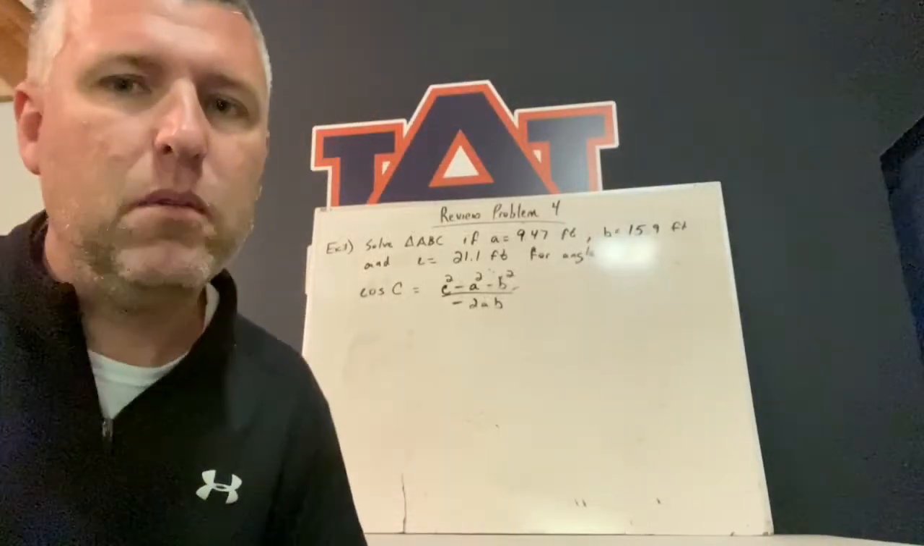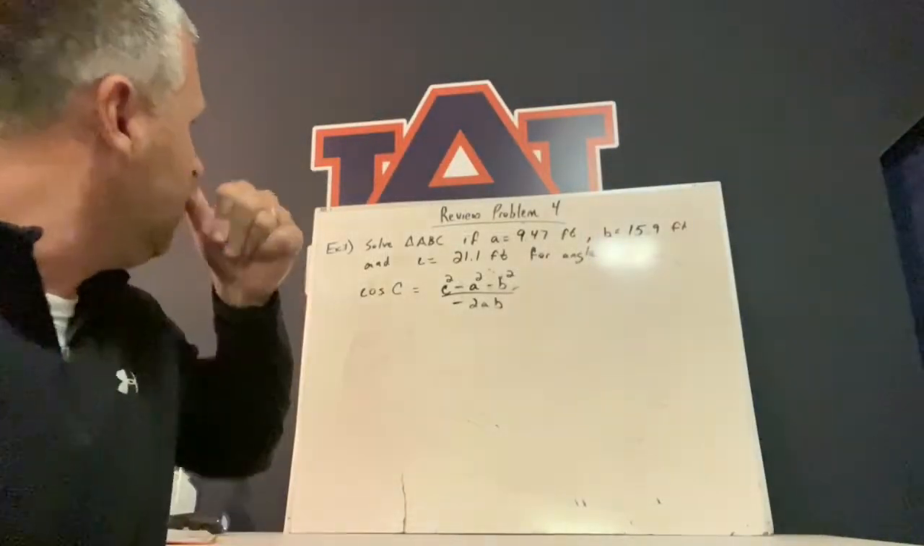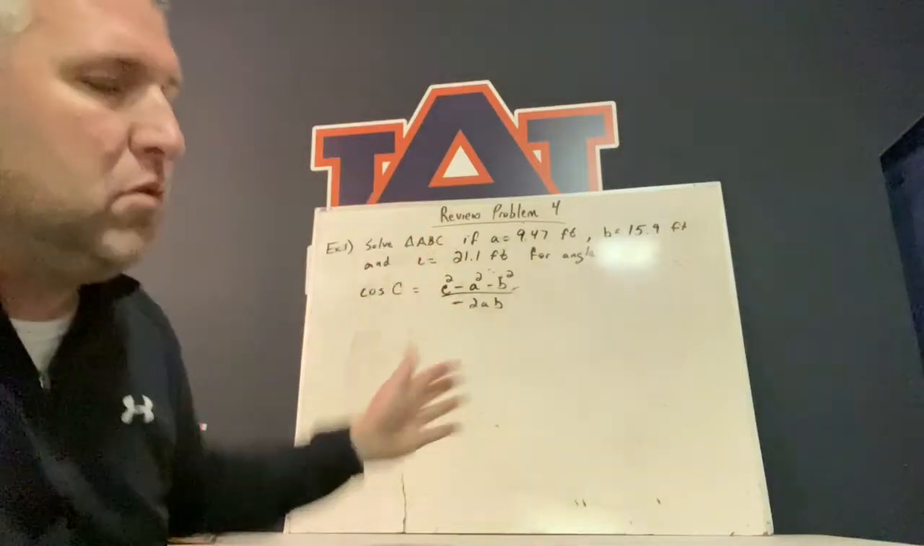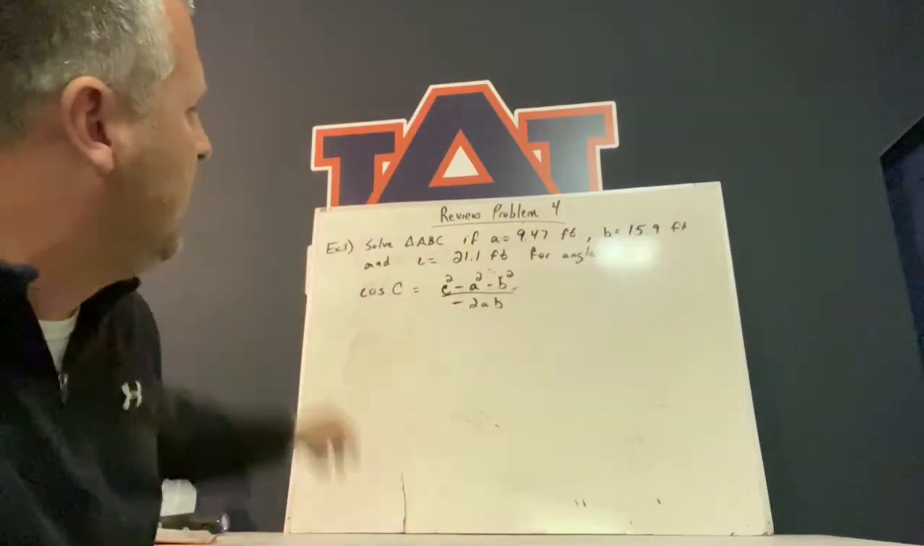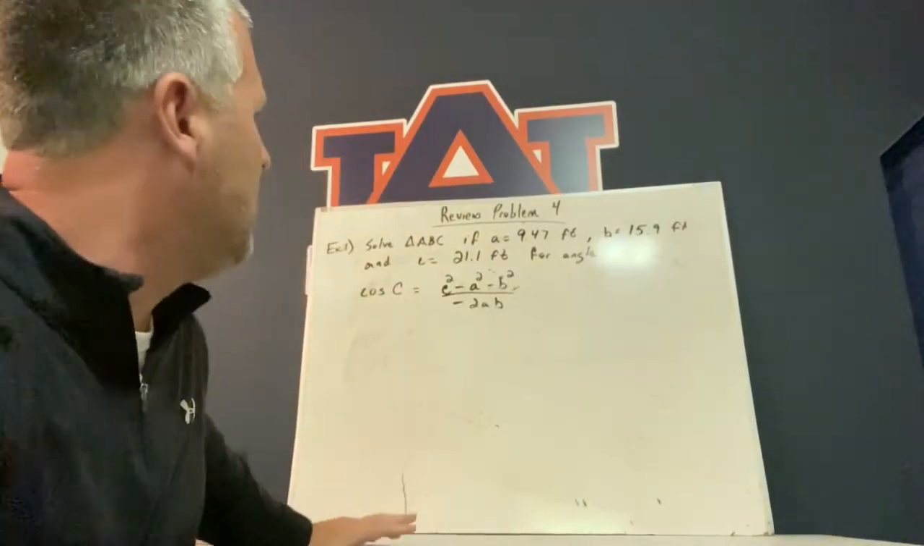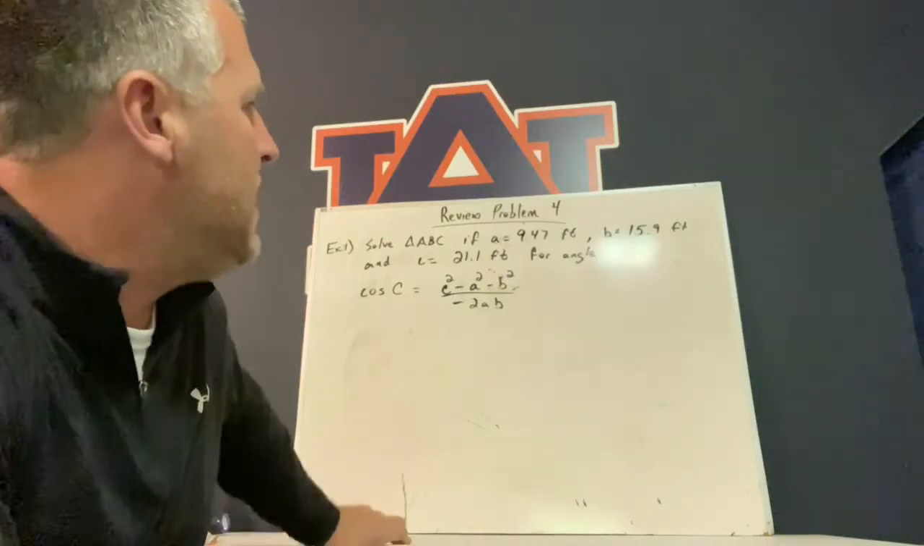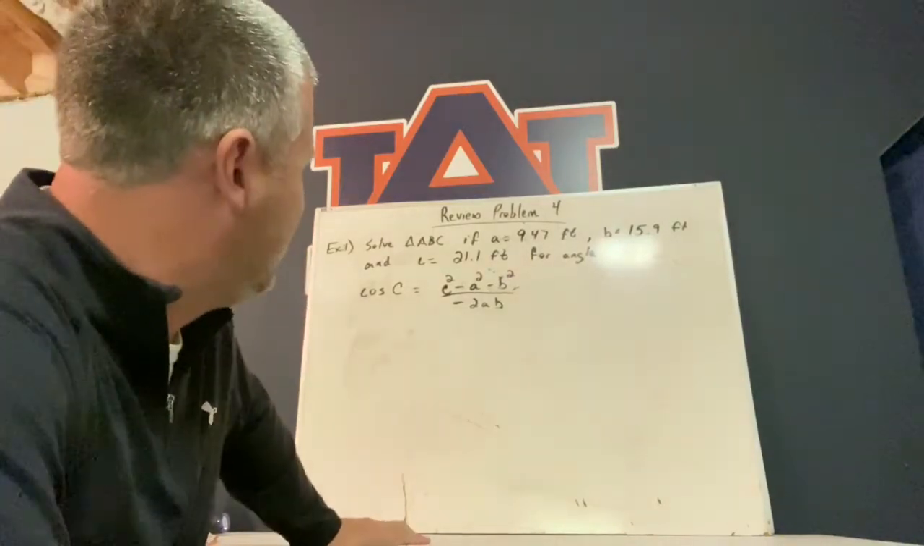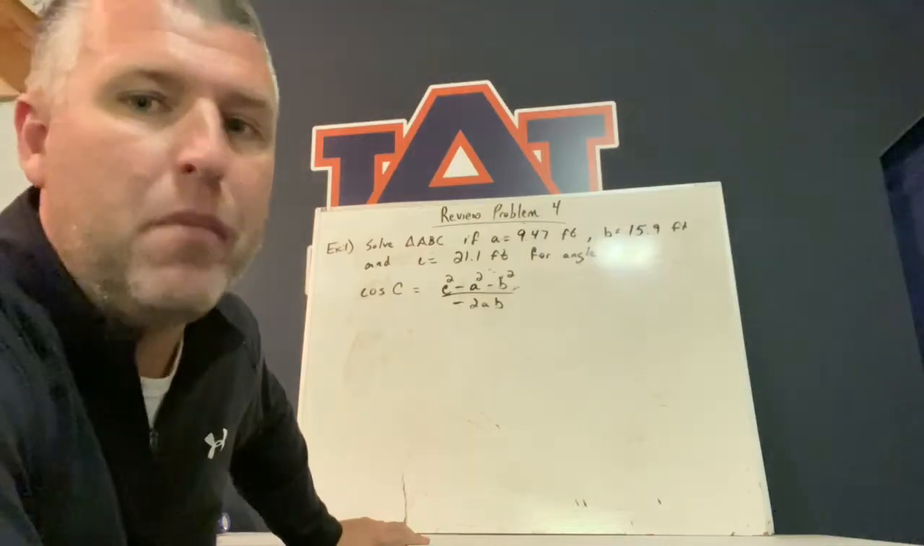All right, so let's look at our problem now. For this problem, we're not going to solve the whole triangle. It says solve triangle ABC if A is equal to 9.47 feet, B is 15.9 feet, and C is 21.1 feet.